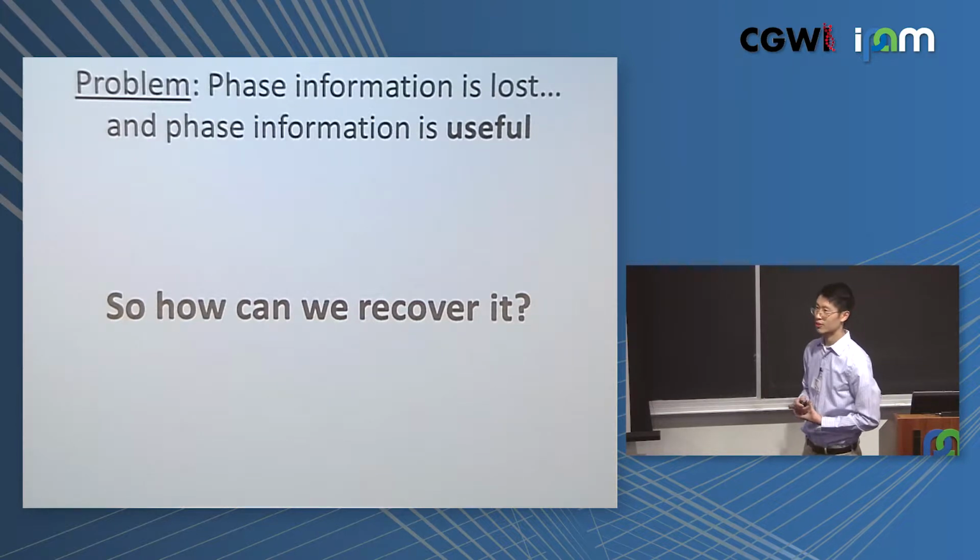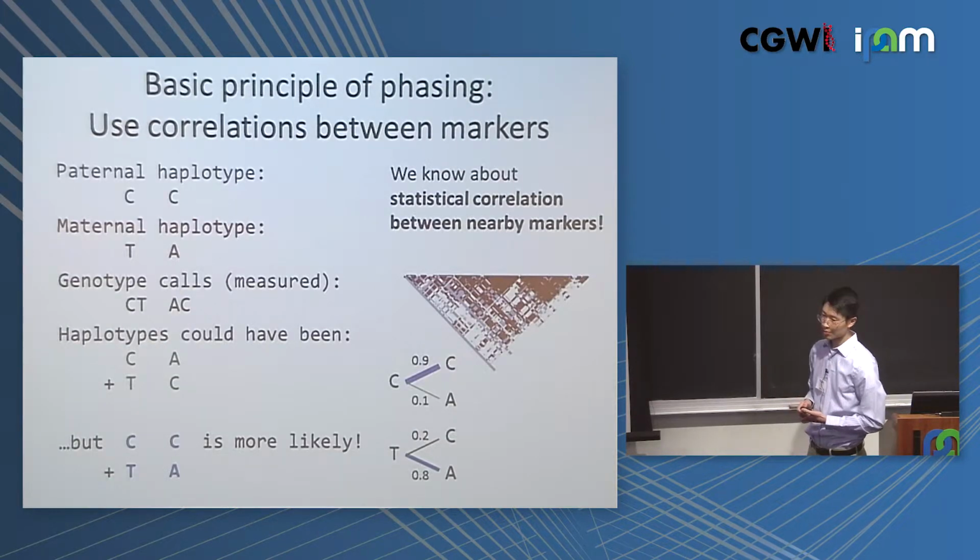Okay, so how do we recover phase information? There's a basic principle of phasing, which I think is useful to develop intuition. And going back to our toy example, what I've now done on the left is I've just narrowed down to looking at the two heterozygous sites in the toy example. One position where the father had a C, mother had a T. Next position where the father had a C, mother had an A. And what we got in our measurement was just CT and AC.